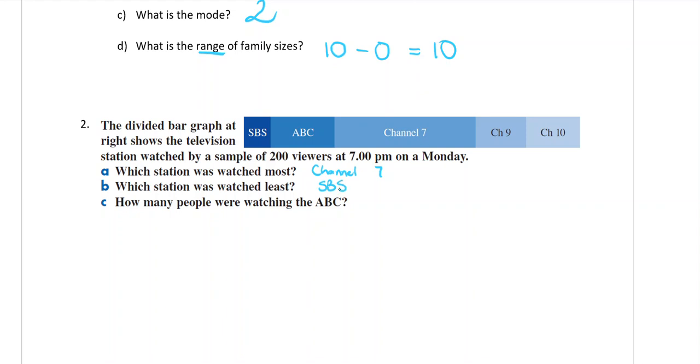And how many people were watching the ABC? That's a bit trickier. We know that this represents 200 viewers. I'm circling that in there. There's 200 people watching. But I want to know, first of all, as a fraction, what fraction of people watched the ABC. So you would need a ruler for this. Does anyone have a ruler?